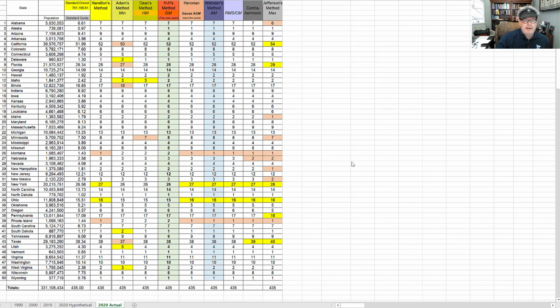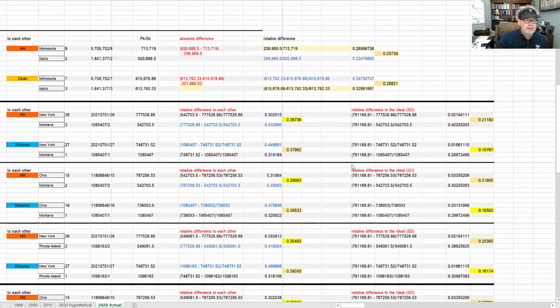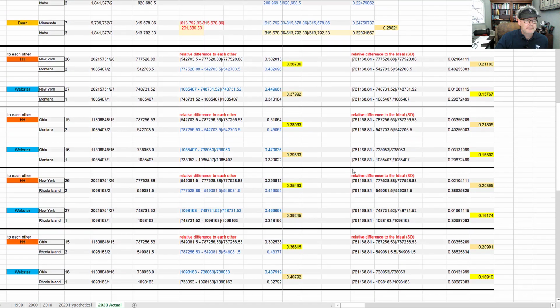So if I want to compare, well, we'll look at them here. There's a lot of comparisons to do. Look at them all simultaneously. Here we go. So New York gets 26 and Montana 2 with Huntington Hill. But with Webster, New York gets 27 and Montana gets 1. So if you compute the people per seat, so you take the state's population, divide by the number of seats given by the method. So I divide by 26 here, I divide by 27 here, so that's smaller. Montana gets 2, so if I divide by 2, I divide by 1.